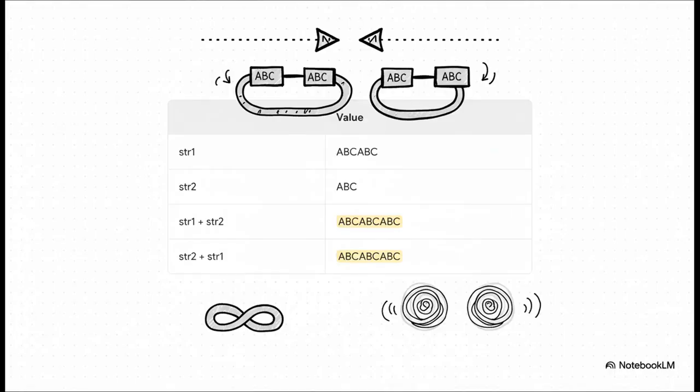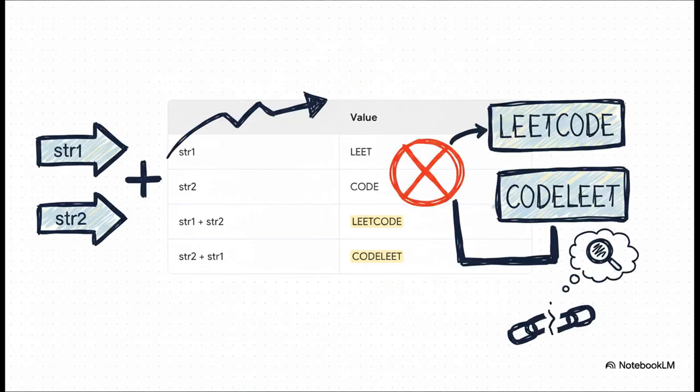ABC plus ABC gives us a string with three ABCs. Now, if we flip it, ABC plus ABC, we get the exact same thing. See? The check passes. And now for the case that doesn't work. Leet plus code gives us LeetCode. But if we do code plus Leet, we get CodeLeet. Totally different. This one simple check instantly proves that there's no way a common divisor could exist between them.